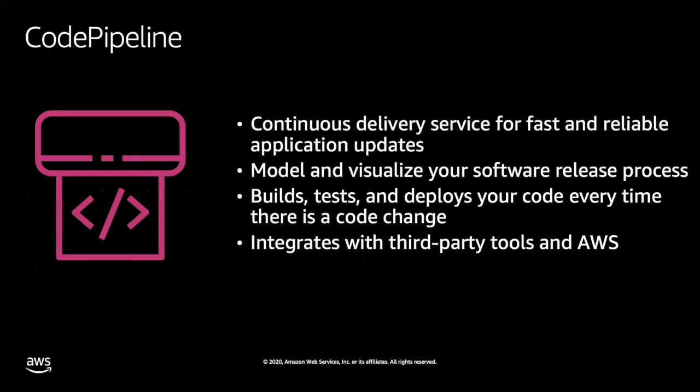So CodePipeline is the first part. This stretches across the entire CI/CD spectrum, and it allows us to do this continuous integration. It's a continuous delivery service for fast, reliable application updates. It has a graphical interface, so you can see the actual release process. So you can say, I know this is in development or test or production or wherever it might be, and then it integrates with other third-party tools.